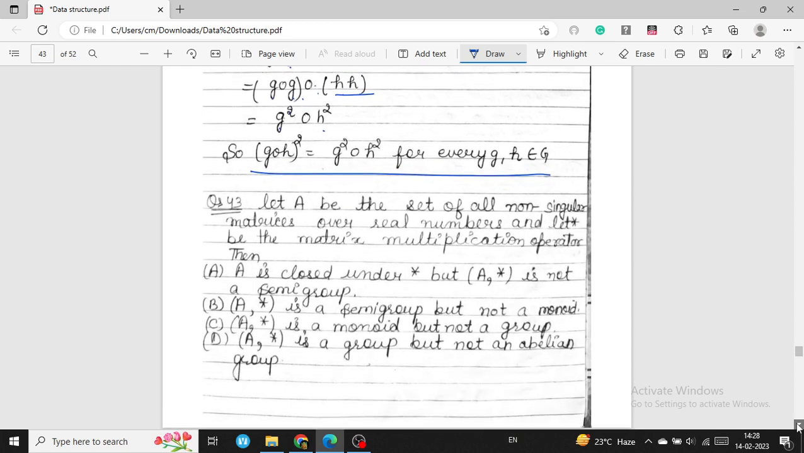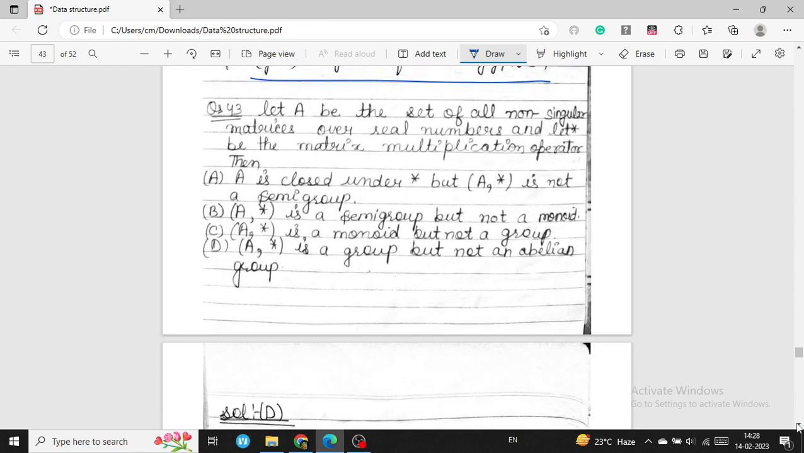Now next question is, let A be the set of all non-singular matrices over real numbers and let star be the matrix multiplication operator. Then A star is closed under star but is not a semigroup, or A star is a semigroup but not a monoid, or A star is a monoid but not a group, or A star is a group but not abelian. Answer is this: A star is a group but not abelian.